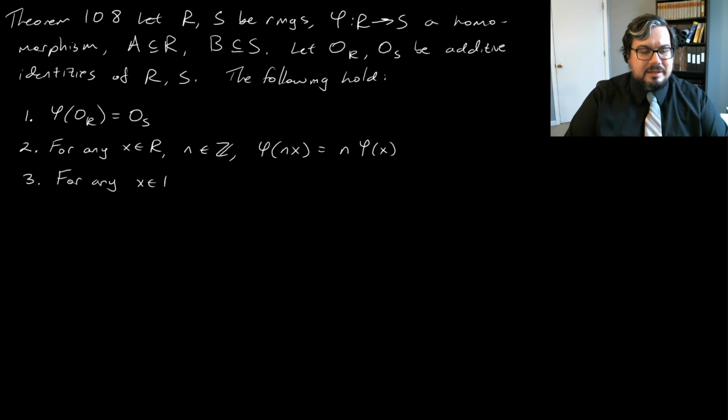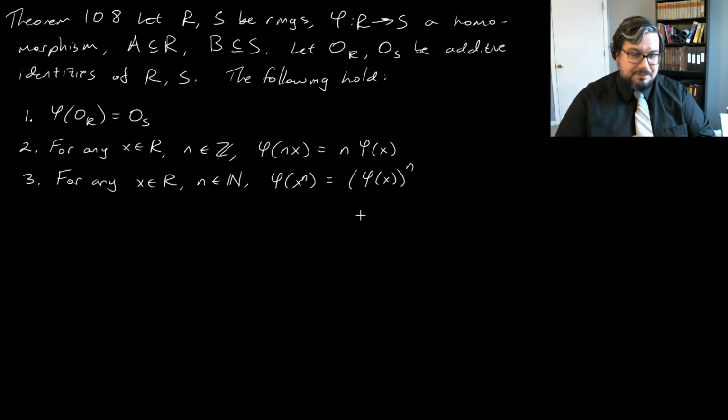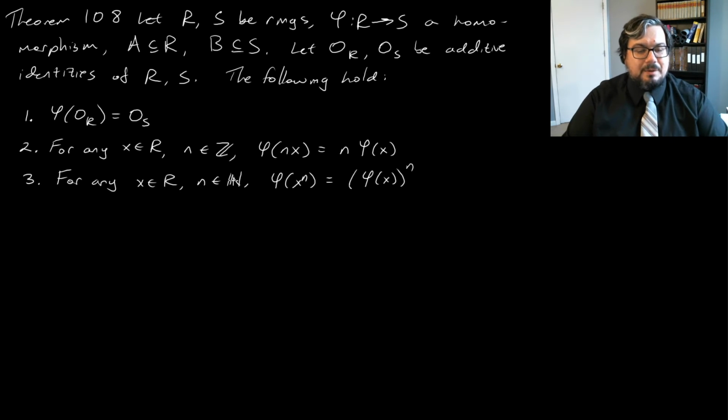Part three, for any x in R and n in the natural numbers, phi of x to the n, the power of x, is equal to phi of x to the n. So we can also move exponents from the inside to the outside of homomorphisms. Notice that we have to say that n is in the natural numbers because we don't necessarily know that we can raise arbitrary ring elements to negative powers, because many ring elements may not have inverses if you're not a field.